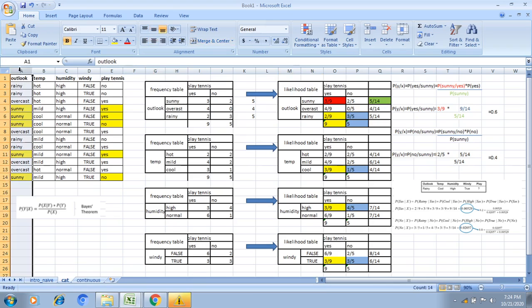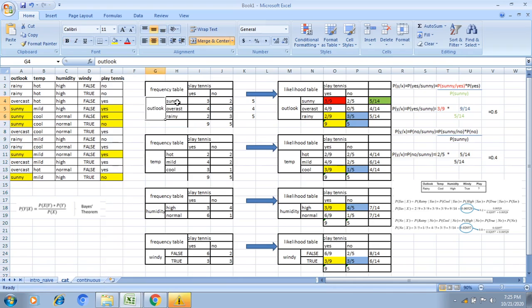Here I want to calculate the frequency table, outlook versus play tennis, independent versus dependent variable. Similarly, the second independent variable versus play tennis is the second frequency table. Third, humidity versus play tennis. And the fourth one is windy versus play tennis. I have four tables, and we'll discuss how to calculate them.